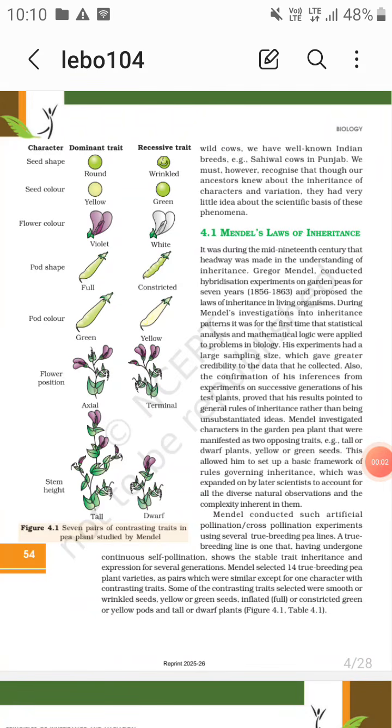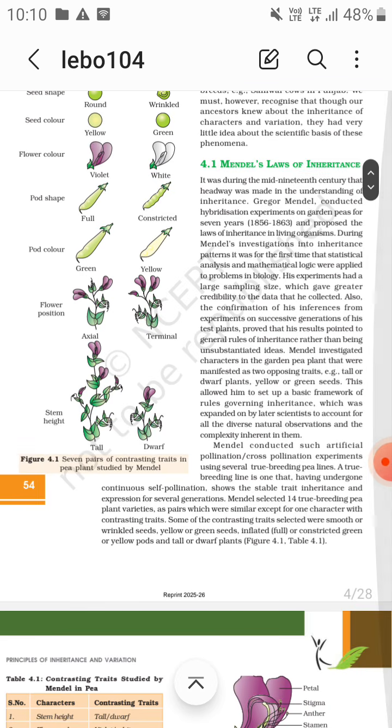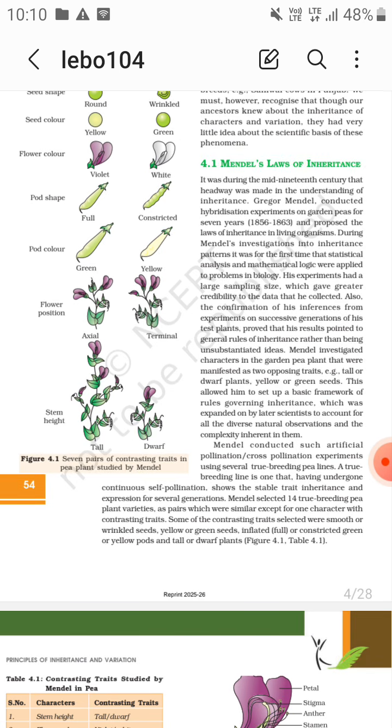So on this side, Mendel's laws of inheritance, very important. Gregor Mendel conducted hybridization experiments on garden peas, that is Pisum sativum, for 7 years, from 1856 to 1863, and proposed the laws of inheritance in living organisms. Now, 7 pairs of contrasting traits in pea plant were studied by Mendel. 7 pairs of contrasting traits.